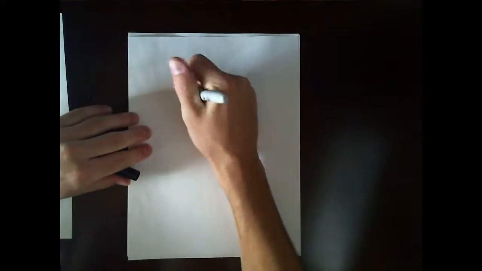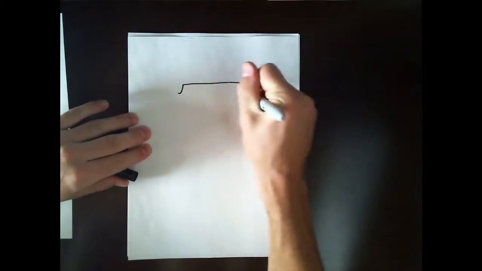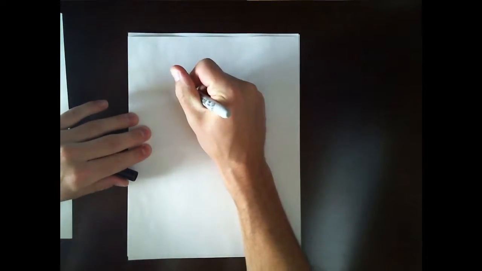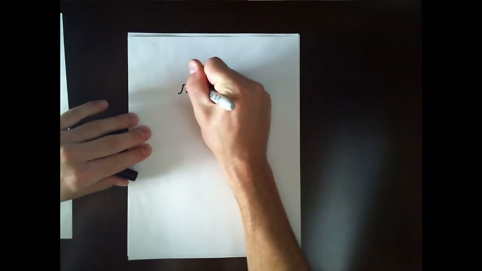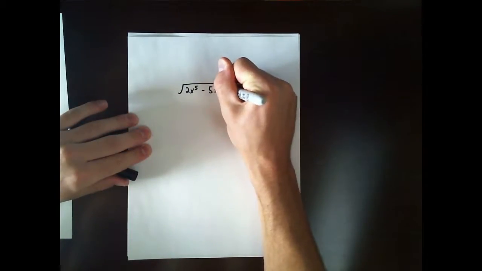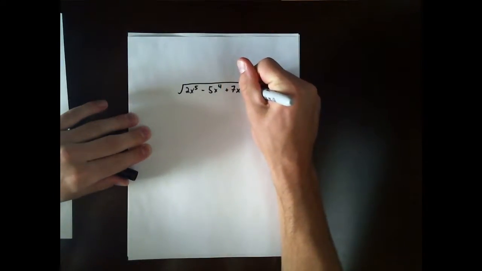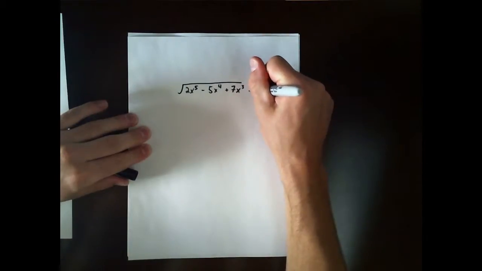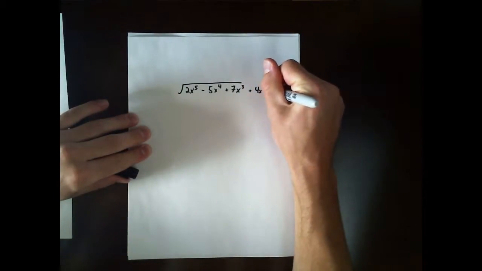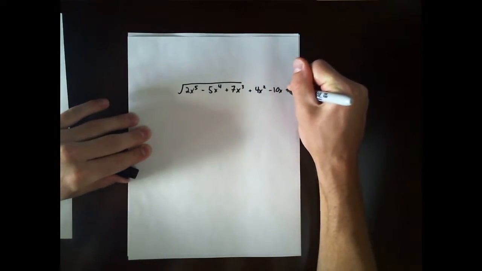So if we set this up, we're going to draw our division here and put our dividend underneath right in here. So we're going to have 2x to the fifth minus 5x to the fourth plus 7x cubed plus 4x squared minus 10x plus 11.